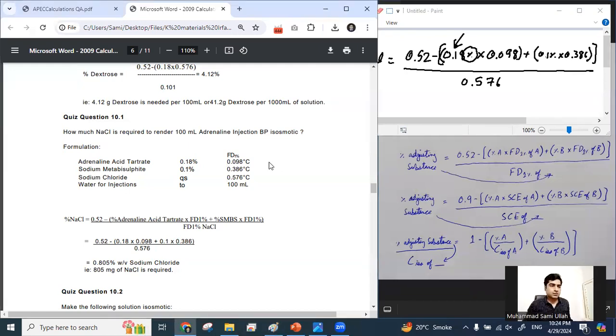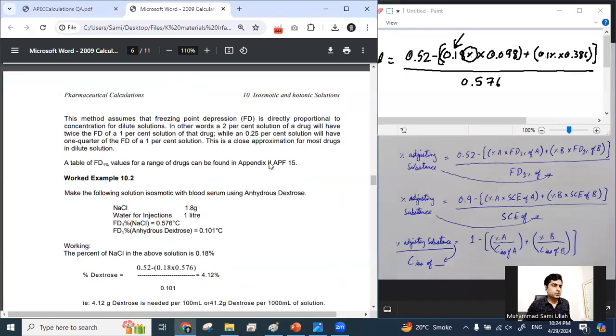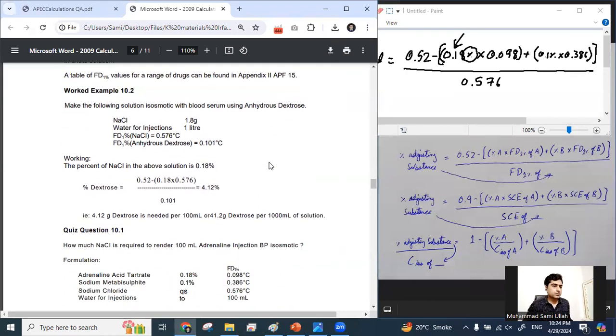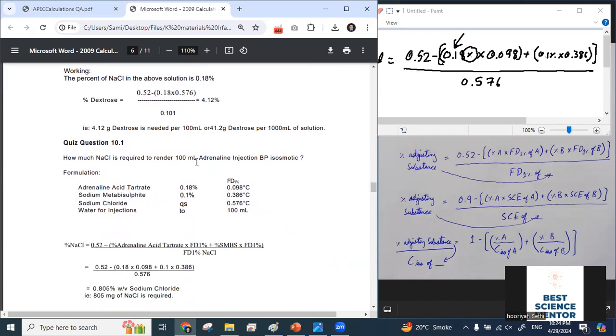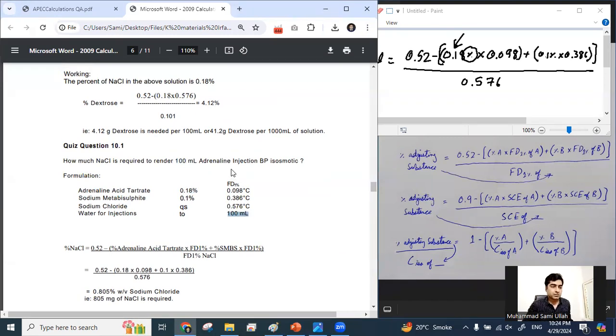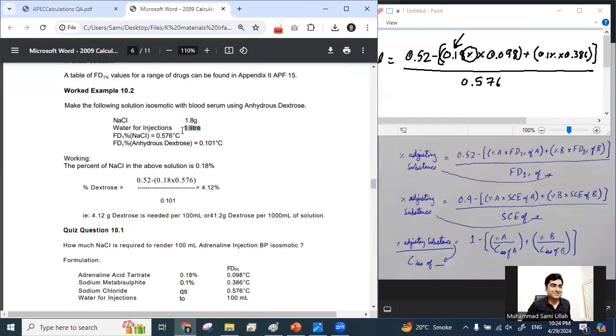Only one thing there can trick you. Water for injection, now the total volume is 1 liter and we need to add percentage here. If this is in 1 liter, be careful. The percentage means out of 100 ml. Here in this question that we have solved, they have already given us 100. But in the above question, they have given us the total volume in 1 liter. So we need to convert this 1.8 gram into percentage.